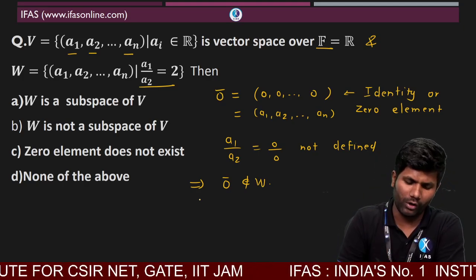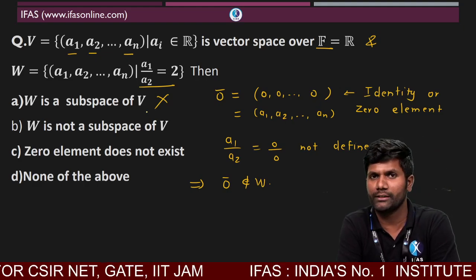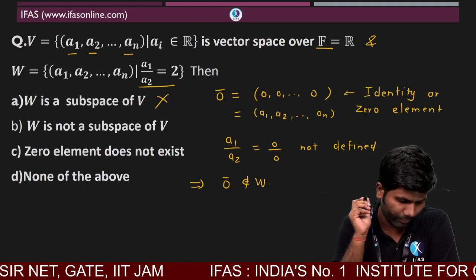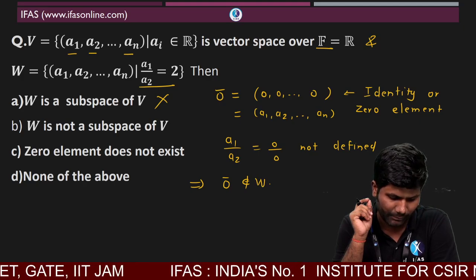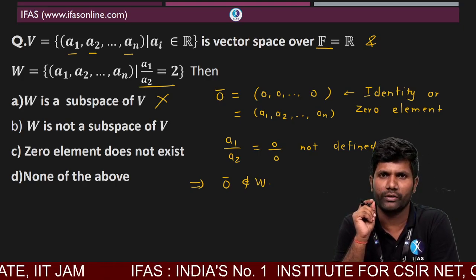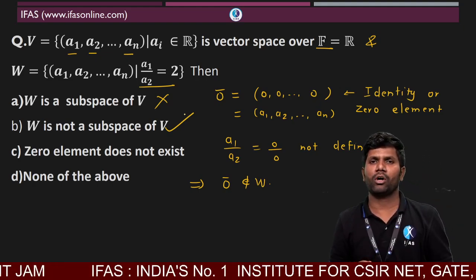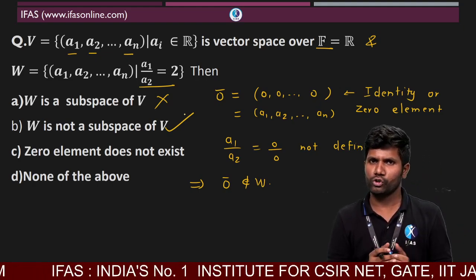W is a subspace of V. So this is incorrect because the zero vector does not belong to W. Okay. So what is option B? W is not a subspace of V. So this is correct. Why? Because the zero vector does not belong to W.